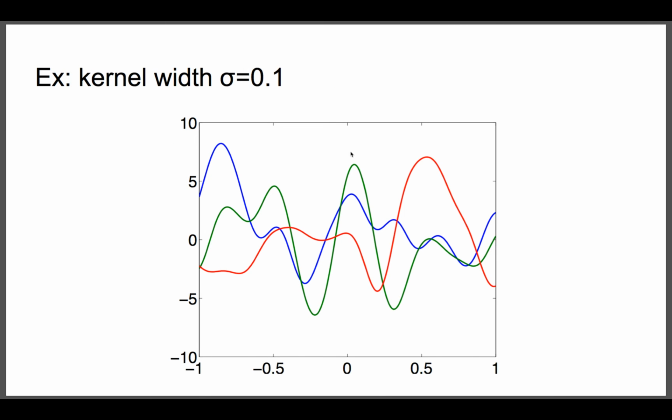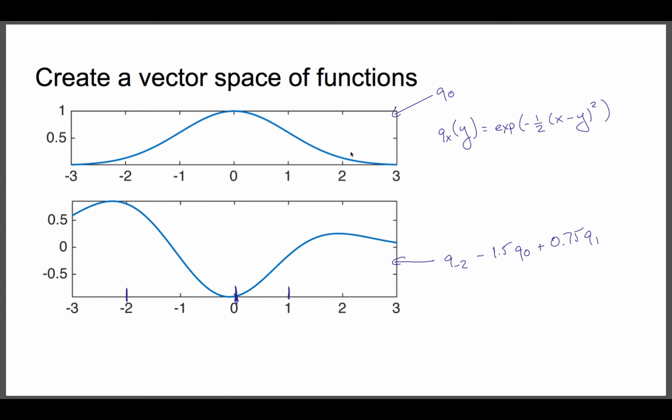So if I go back here, I can write a different version. The general version of this: q sub x comma sigma of y is equal to exp of minus 1 over... and now let's say that x and y can be vectors. So I'll just take the distance between x and y squared, and now I'm going to divide by sigma squared.